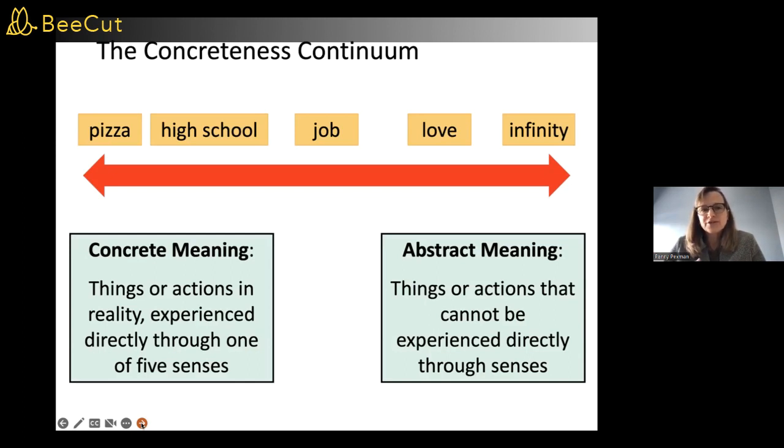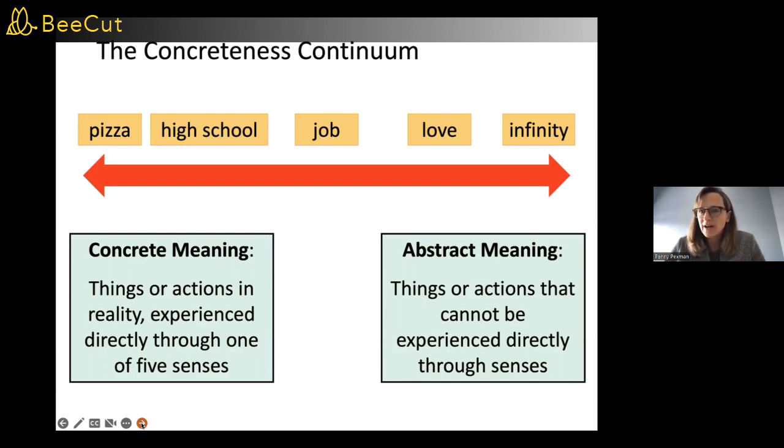So the continuum ranges from things that are directly experienced through one of the five senses, doesn't have to be vision, could be manual, smell, whatever. And then on the other end of the scale is abstract meanings, which traditionally have been defined as things that cannot be experienced through the senses. And there's many reasons this is unsatisfactory, but one of the reasons is that it's defining abstract meaning by the absence of something.